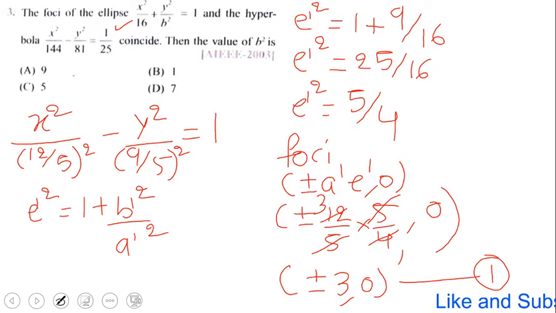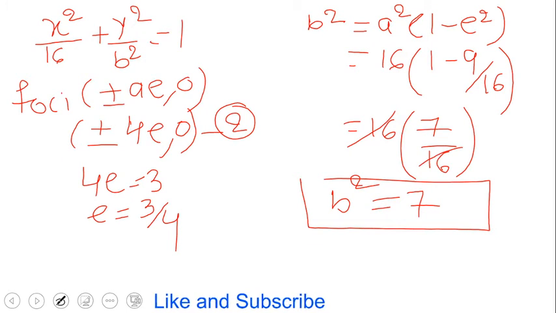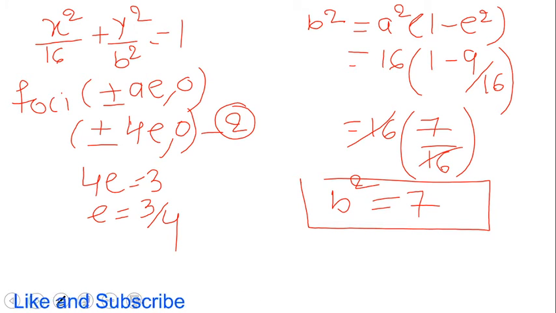So option D is the right answer. Option D is the right answer. So this is the first page simplification. This is the second page. Okay, so we'll move to the next example.